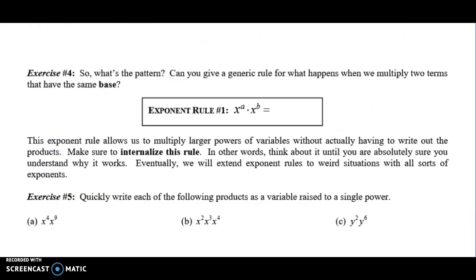Alright, so your pattern, the thing that we just figured out, is if I have a number raised to a power times a number raised to a power, if the base is the same, they both have a base of x, then I can add the exponents, so it becomes x to the a plus b. So that's your shortcut. You're going to want to make sure that you remember these because it'll just make your life that much easier.